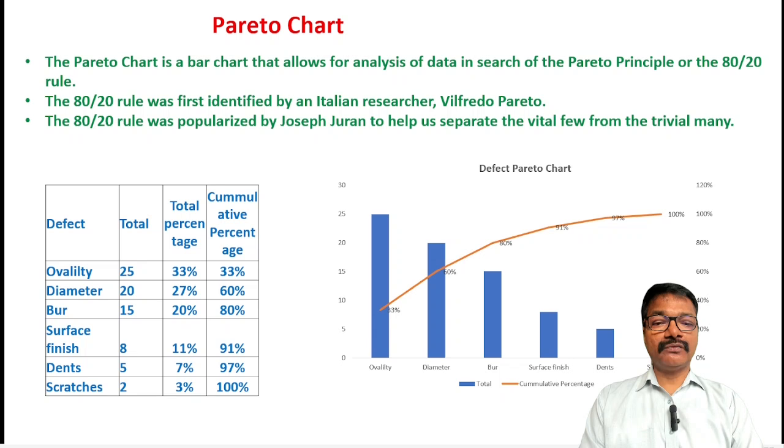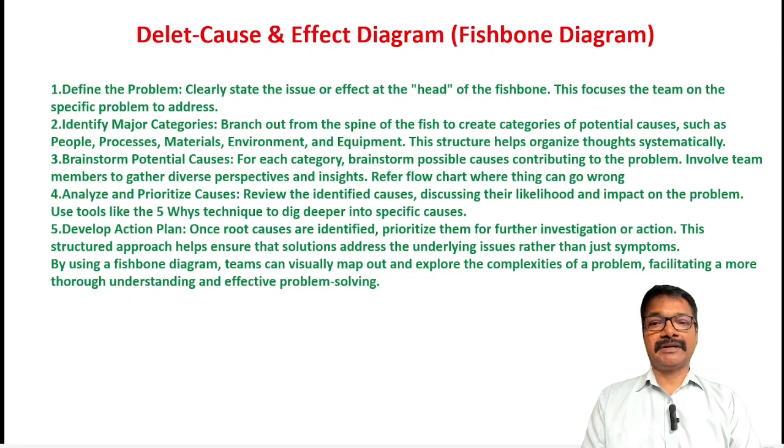Now you need to focus on this 80% of defects because you require less effort. Only for the 20% of causes do you have to work, and you have to find the root causes. So for finding out the root causes, our next tool will be used. That is called a fishbone diagram or the Ishikawa diagram. It is also called a cause and effect diagram.